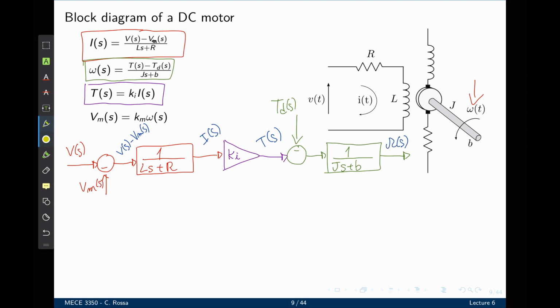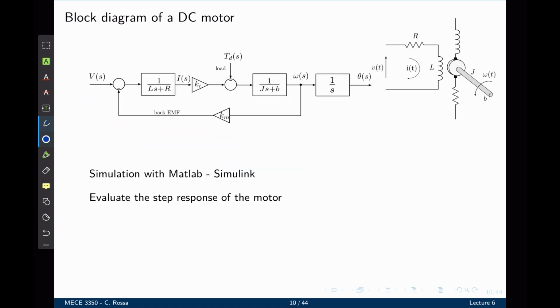The speed shows in the last equation. When the speed is multiplied by Km, that is the speed constant, the output here is simply Vm, the back EMF, the induced voltage to the stator. And this is exactly what we needed in the input, and this closes the feedback loop. Let's open that using Simulink and MATLAB and evaluate the step response of the motor.